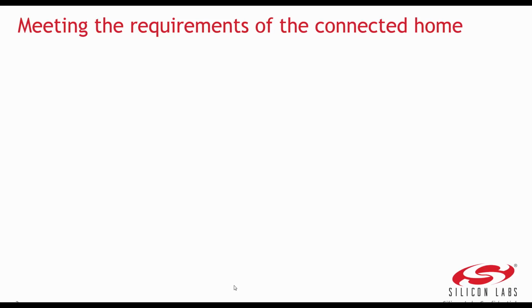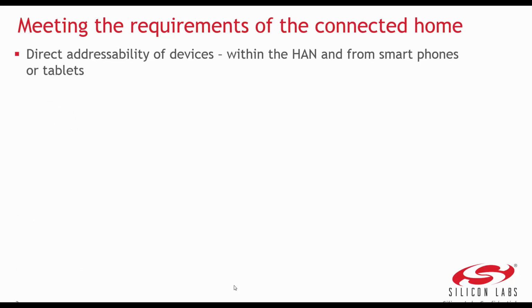Thread's target market, though certainly not its only applicable one, is primarily the connected home use case because that market's well established and is a space where other wireless technologies like ZigBee and Z-Wave have traditionally focused. First, all devices must be directly addressable from within the home area network or HAN itself, as well as from other internet-connected devices like personal computers, smartphones, and tablets. Thread serves this need by ensuring that all devices have a unique IP address that can be used for local or global communication to and from that device, just like any other internet-connected device.